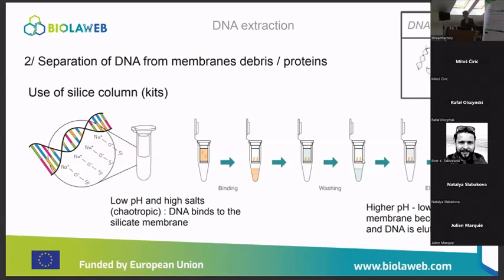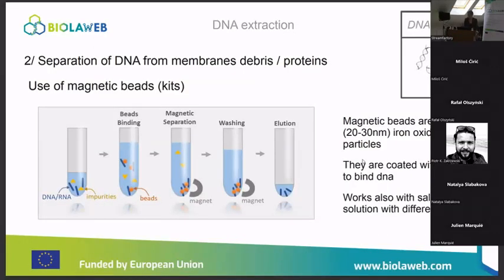So it is one way that is widely used for separation of DNA from all the other molecules. Another way is to use magnetic beads. It's also present in kits. Magnetic beads are very small iron oxide particles, and they are coated with silica. So also it's the same principle. If you change the conditions, either your DNA will bind or your DNA will be released. And you can segregate those beads using magnets.